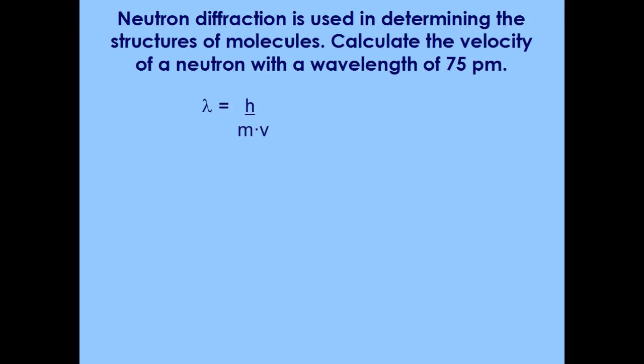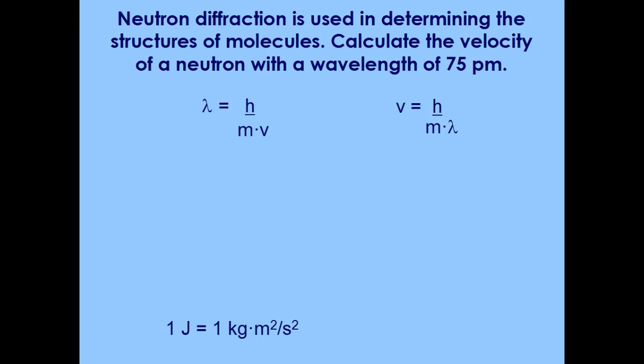If we go back to that de Broglie equation where the wavelength is equal to Planck's constant divided by the mass of your particle times its velocity. We want to find velocity, so if we cross multiply and isolate the velocity, we would get that it is equal to Planck's constant over the mass times the wavelength.